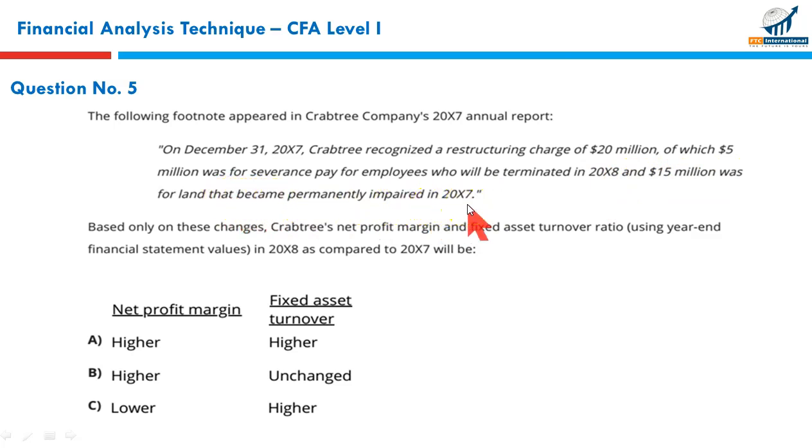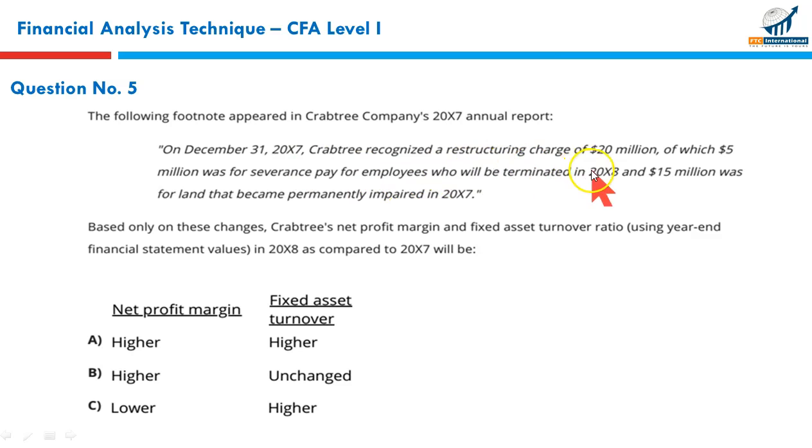Two events occurred. First, we restructured our business. The reorganization cost was 20 million, out of which 5 million was severance pay. This is a one-time charge. It has been paid in 2007. It is not expected to recur. It's a one-time charge, right?